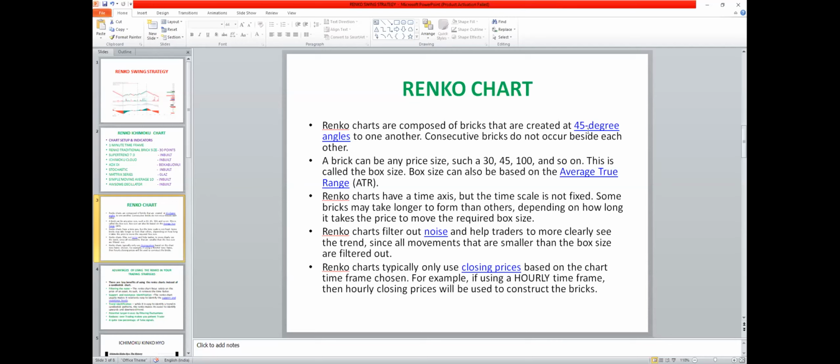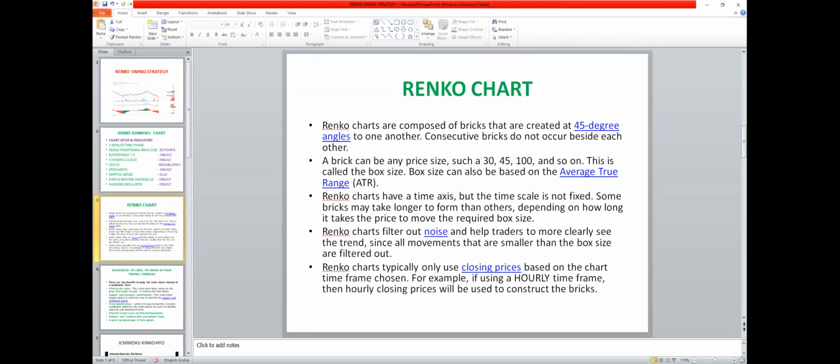This 45-degree angle, Jagan sir explains a lot about in our setups, almost all the setups. This 45-degree angle is very important in other indicators also, whichever is showing some angle. This 45-degree angle is very important, and this RENKO chart particularly forms on a 45-degree angle. So consecutive bricks do not occur beside each other, so they will not be forming together. If the price is going up or down, then only it will be forming.